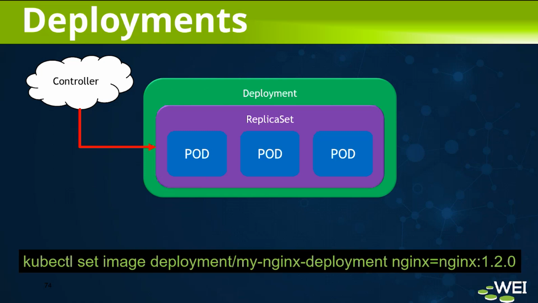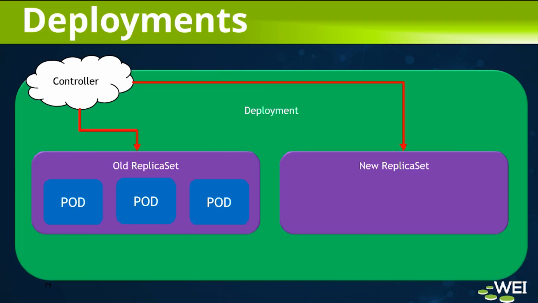Say we wanted to update our Nginx deployment to use a newer image. Using the kubectl set image command, we can upgrade our deployment from version 1.0.0 to version 1.2.0. Once we send this command to our API server, a second replica set will be created for our upgraded pods. And as the new pods are spun up in the new replica set, old pods are deleted from the old replica set until the new replica set is fully populated and the old replica set is empty.